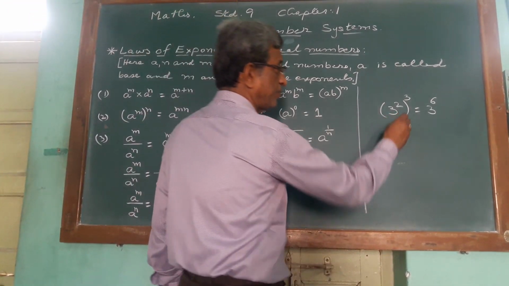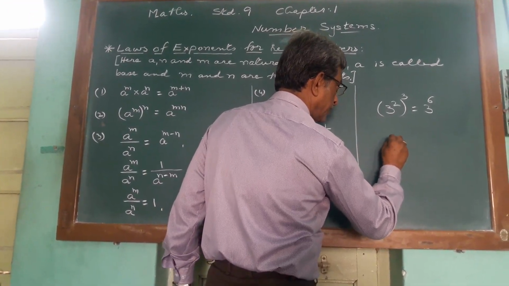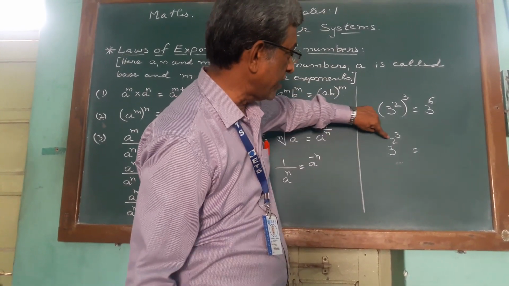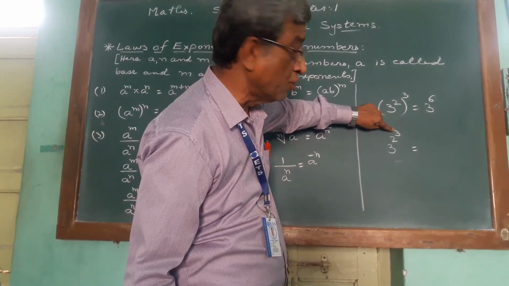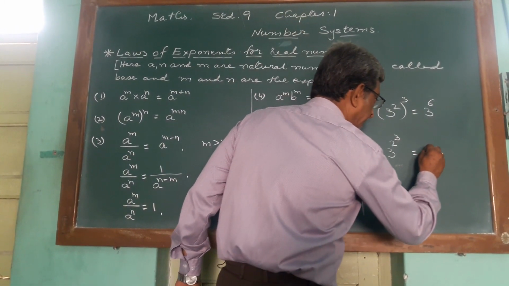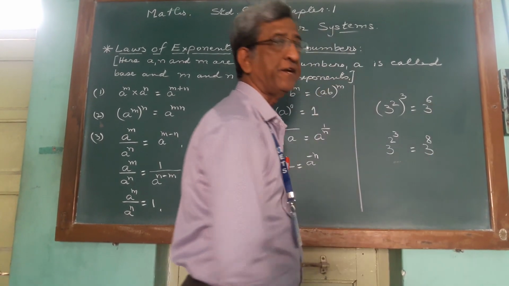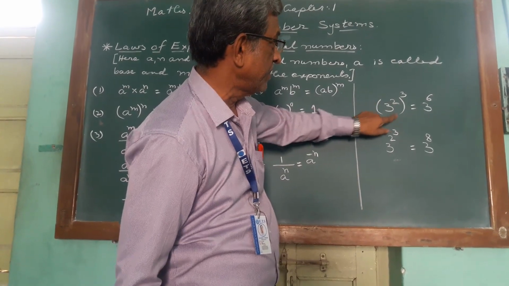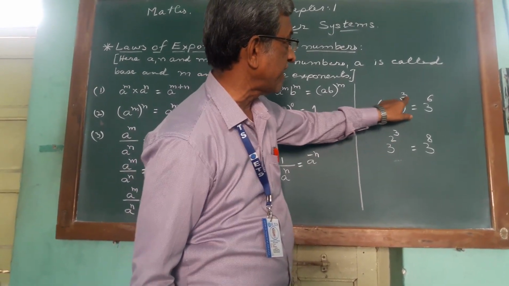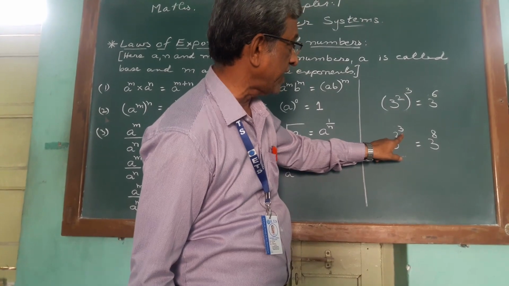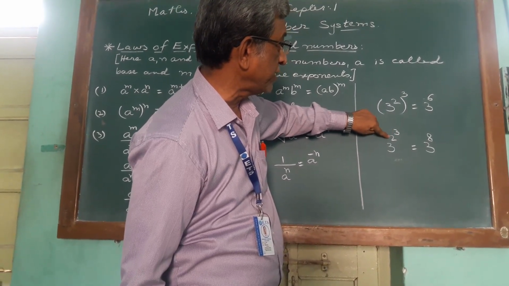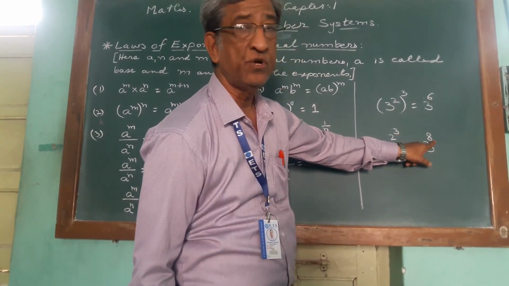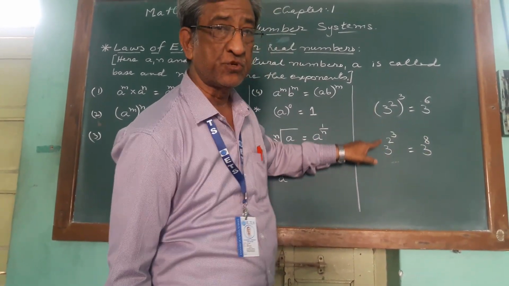But if it is without bracket, if it is like this, 3 raised to 2 raised to 3, here you cannot do 2 threes are 6. This is cube of 2. So here you will get 3 raised to 8. That is cube of 2. See the difference. If there is bracket, 2 threes are 6. If there is no bracket, then you have to do cube. 2 raised to 3 means 8. So 3 raised to 2 raised to 3 gives 3 raised to 8. See the difference between these two.